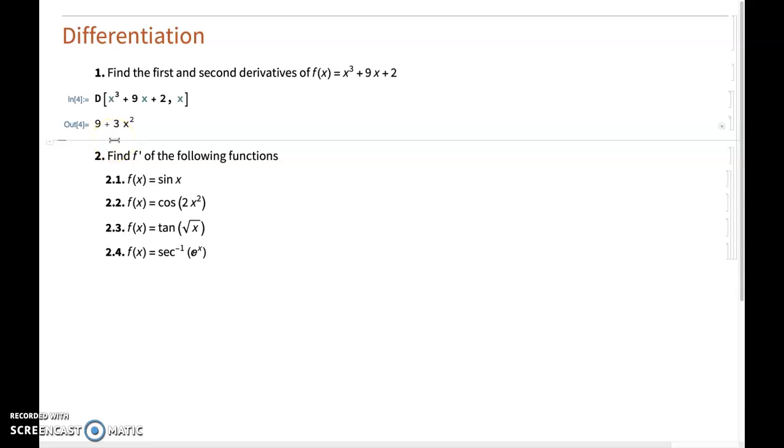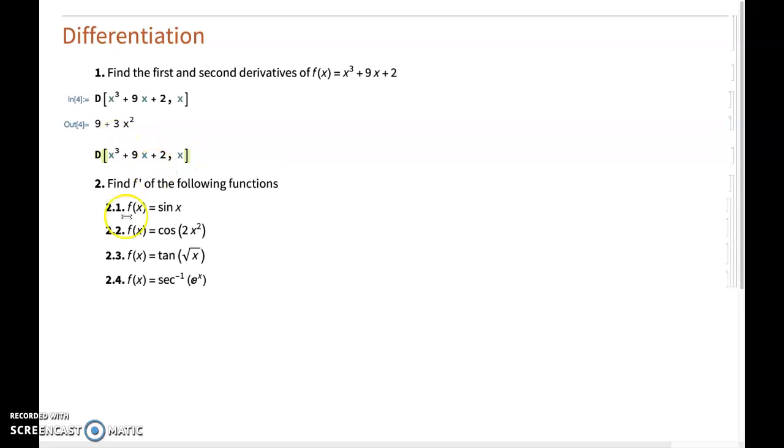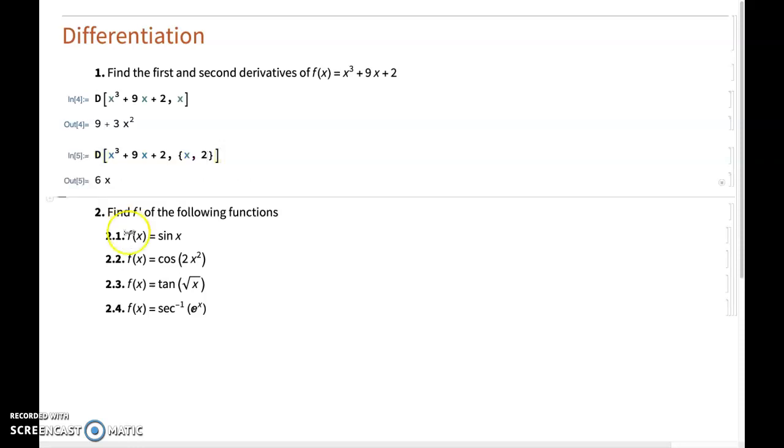However, if I am interested in finding not the first derivative but a higher order derivative, the second for example, what I'm going to do is I'll copy this line of code, paste it here, and this time I'm going to indicate that I am still interested in differentiating with respect to x, but I'll have here a comma and then a 2. This way I'm indicating that this is the second derivative, getting 6x.